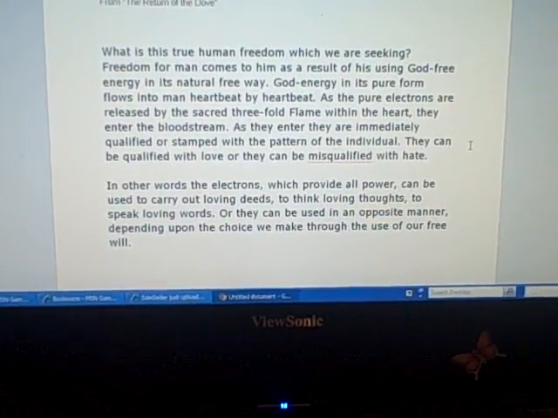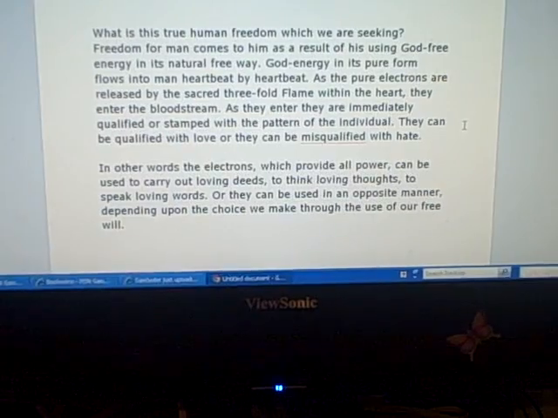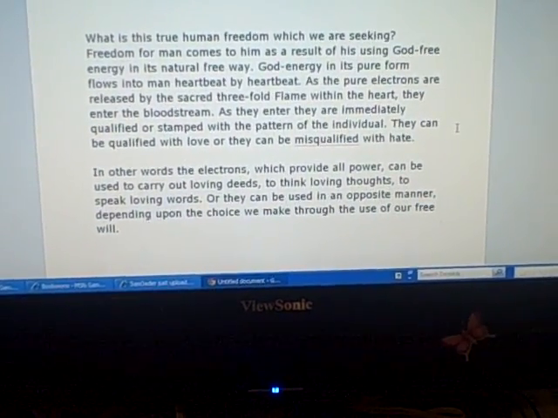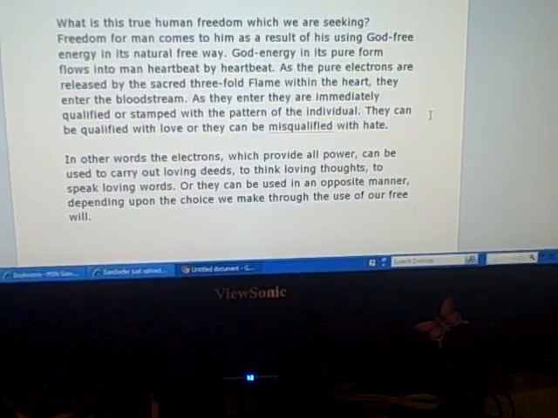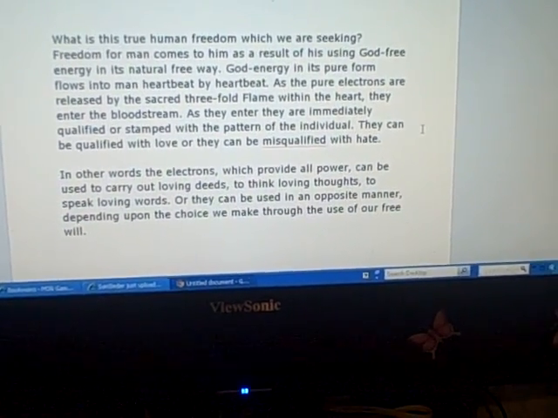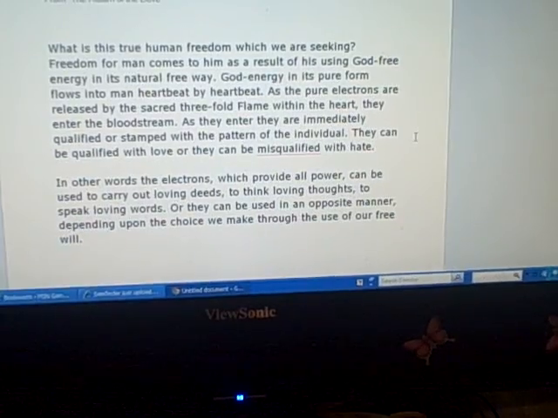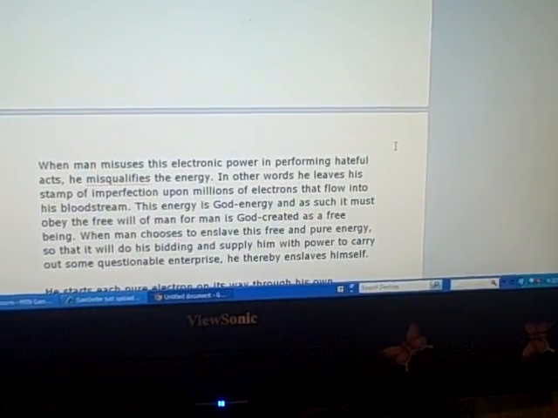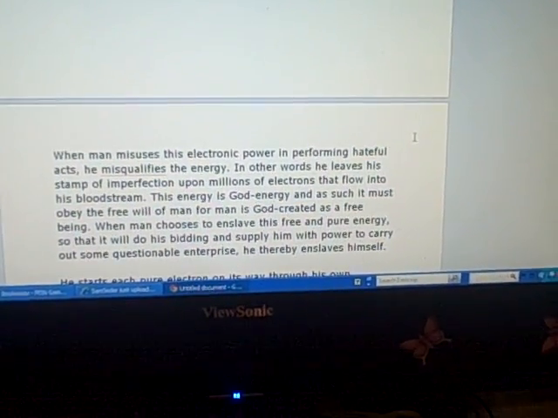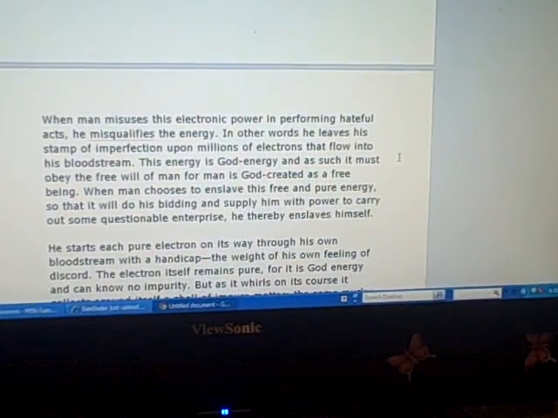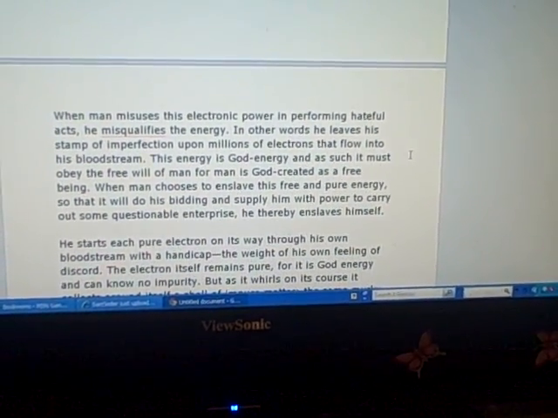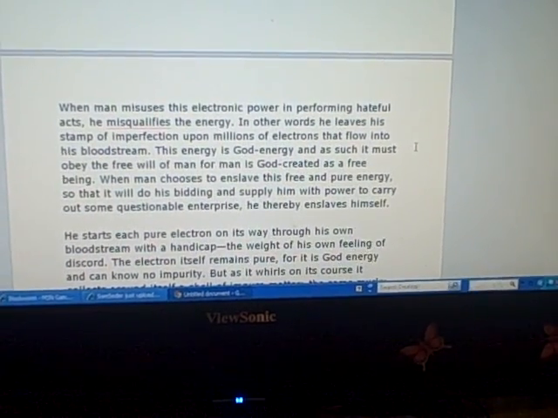In other words, the electrons, which provide all power, can be used to carry out loving deeds, to think loving thoughts, to speak loving words, or they can be used in an opposite manner, depending on the choice we make through the use of our free will. When man misuses this electronic power in performing hateful acts, he misqualifies the energy. In other words, he leaves his stamp of imperfection upon millions of electrons that flow into his bloodstream.